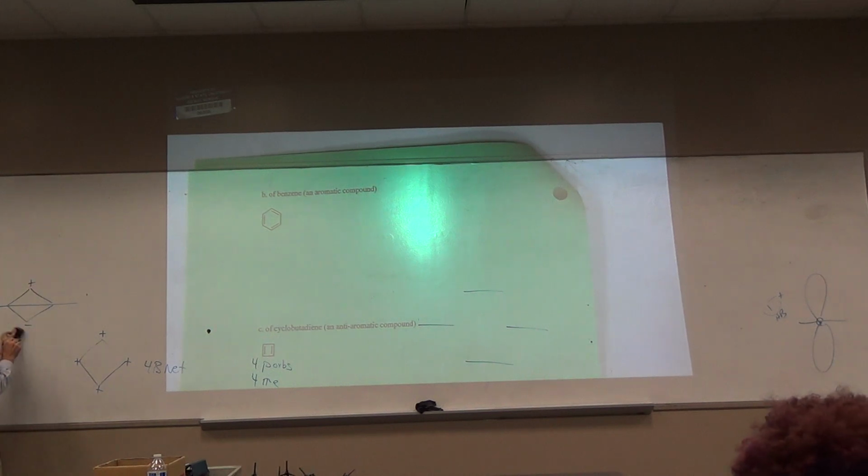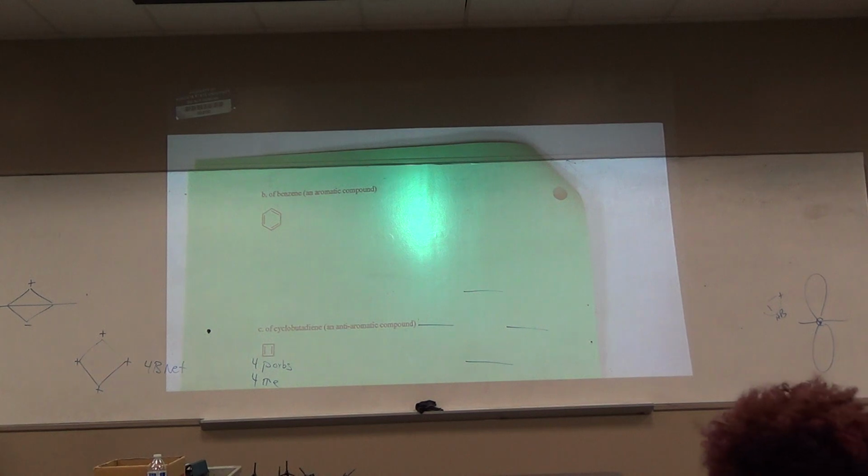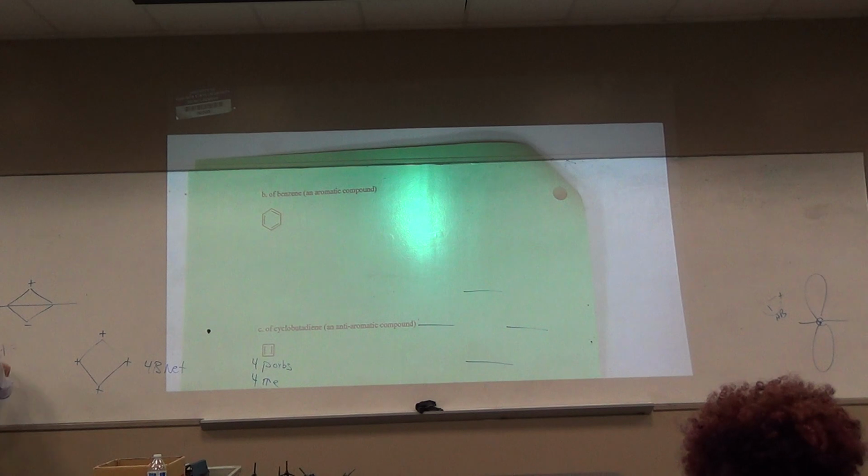0, it's neither. It's not bonding or anti-bonding, we call it non-bonding. I'm going to say 0 net equals non-bonding MO.